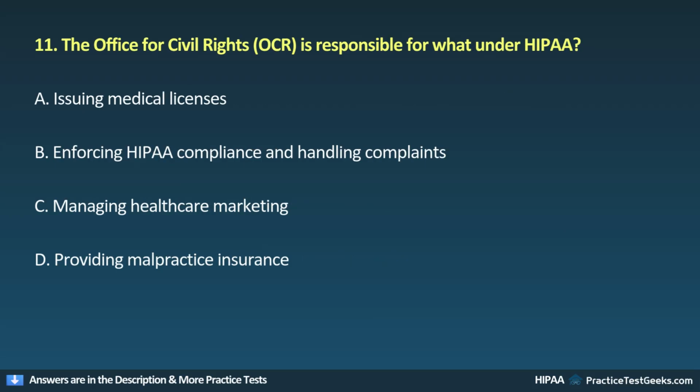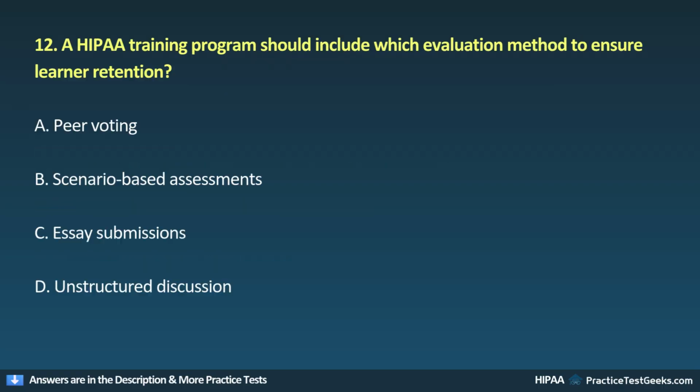11. The Office for Civil Rights, OCR, is responsible for what under HIPAA? A. Issuing medical licenses. B. Enforcing HIPAA compliance and handling complaints. C. Managing healthcare marketing. D. Providing malpractice insurance.